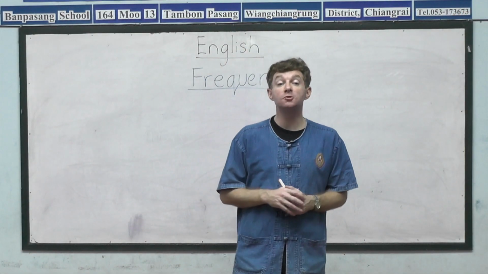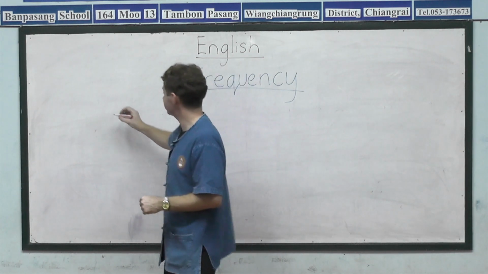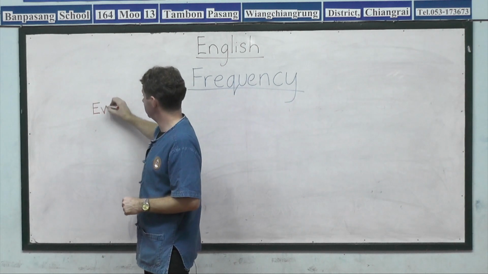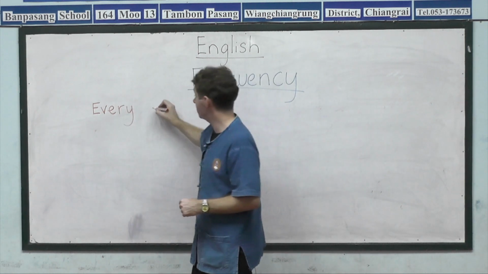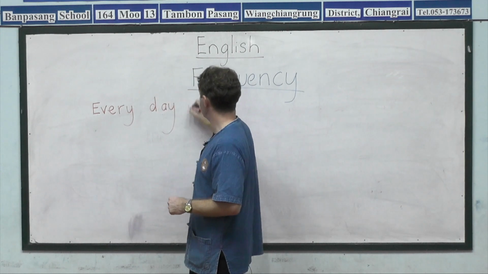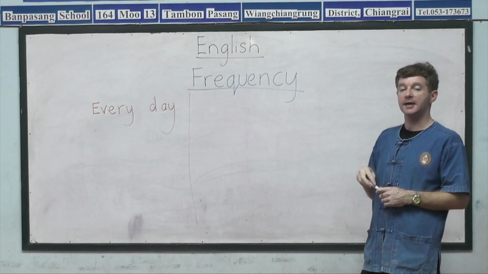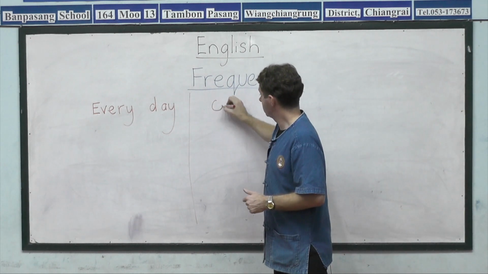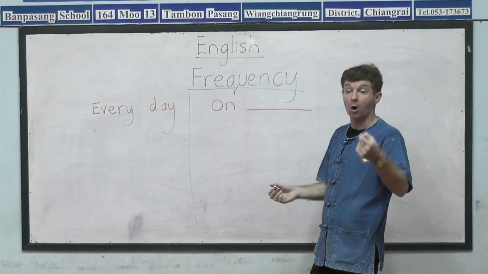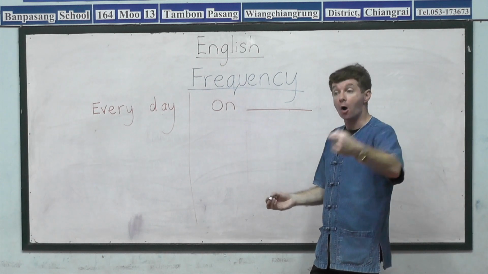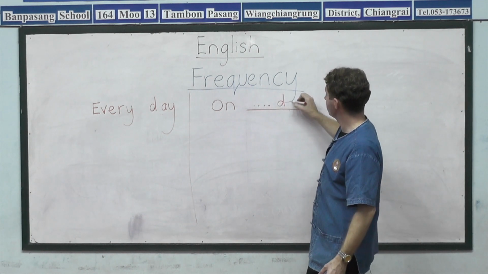So who can remember some of the terms of frequency? What about every day? Okay, so our first column, E-V-E-R-Y, and then D-A-Y. Every day. Okay, so there's our first column, every day. How about when we just do something on one day? On, O-N, and then we will say the day. For example, on Monday. On Tuesday.